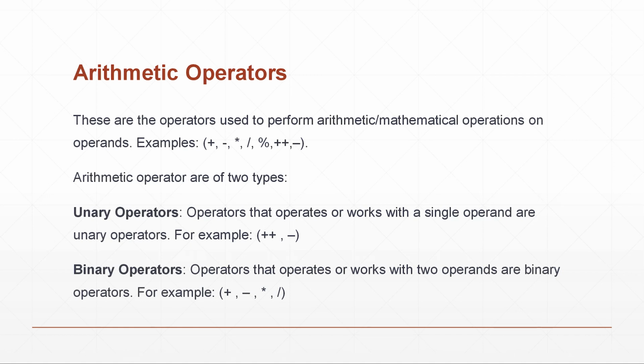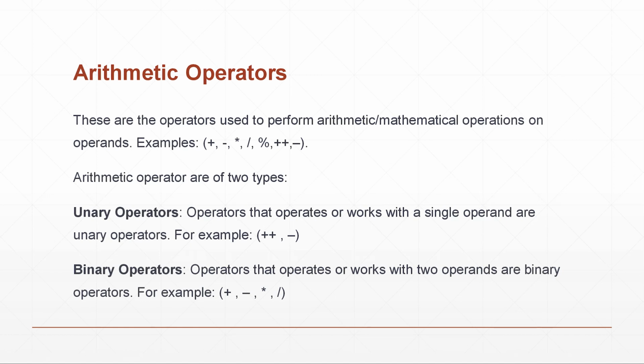First, let us see about arithmetic operators. These are the operators used to perform arithmetic or mathematical operations on operands. Example, addition, subtraction, multiplication, division, and so on. Arithmetic operators are of two types, unary operator and binary operator. Operators that operate or work with a single operand are unary operators. For example, increment and decrement.